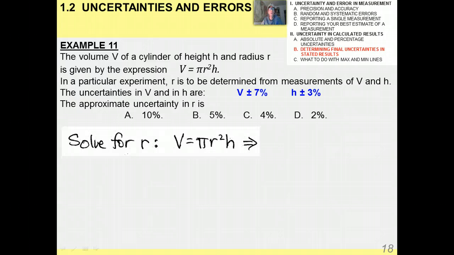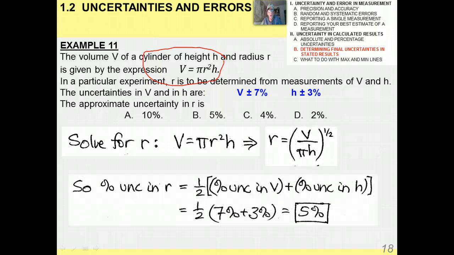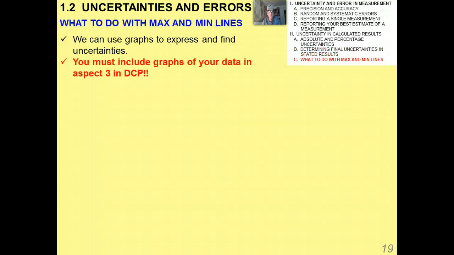Well, this is interesting. You're going to have to solve this equation for r first. Remember, this is a paper 1 question, meaning you can't use a calculator. So r is (V over pi h) to the 1/2. So the uncertainty in r would be 1/2, because your power is 1/2, of the percent uncertainty in V plus the percent uncertainty in h, because you're dividing V by h. So it's going to be 1/2 of 7 plus 3, which is 5%. So the answer is B. Really great question. Paper 1 question, no calculator.